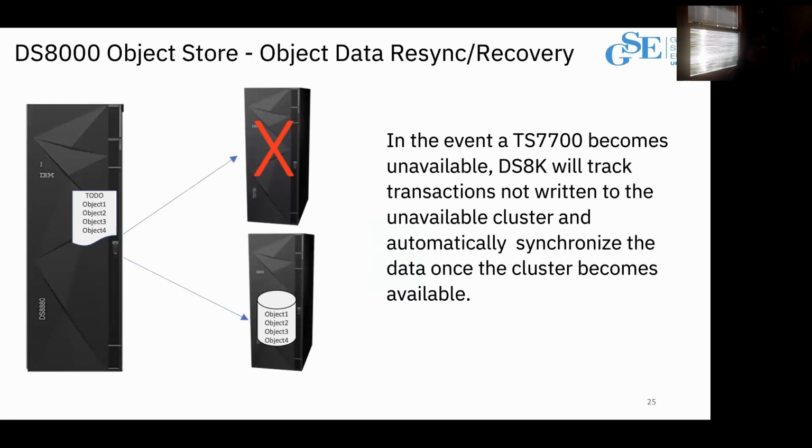Right. So what happens if a TS7700 needs to come offline for service, and you are forking to 2 clusters from a DS8000? The DS8000 has a mechanism that will start tracking the transactions that have not made it to the other 7700 while that 7700 is offline. Once that 7700 comes back online, then the DS8000 drives the resync of that data until it's completely back in sync between the 2 clusters.